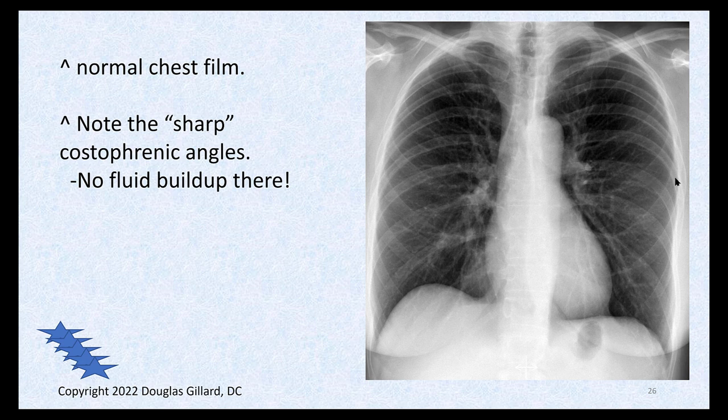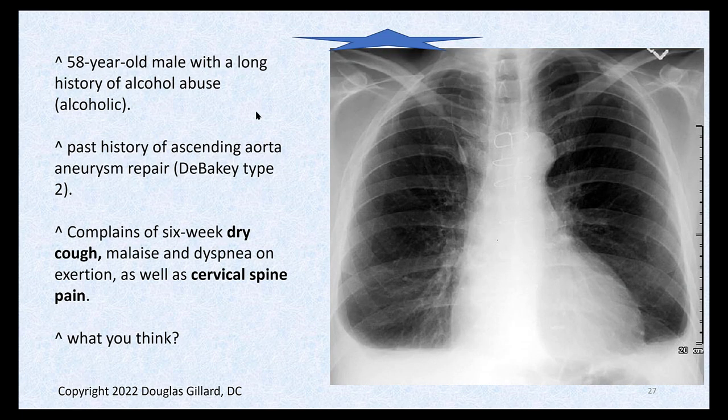All right, let's do a case, but before we do the case, here's a normal chest film, right? There's the heart shadow. Costophrenic angles are nice and sharp down here. So we look at those, they look great. Normal chest film. Now look at this guy, 58-year-old, long history of alcohol abuse. He complains of 6 weeks of dry cough, malaise, dyspnea on exertion. So he's getting maybe some chest pain as well.